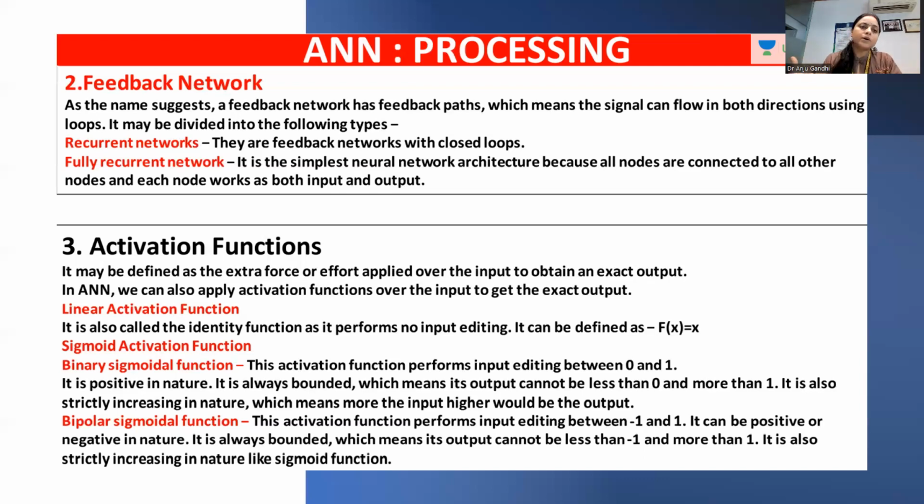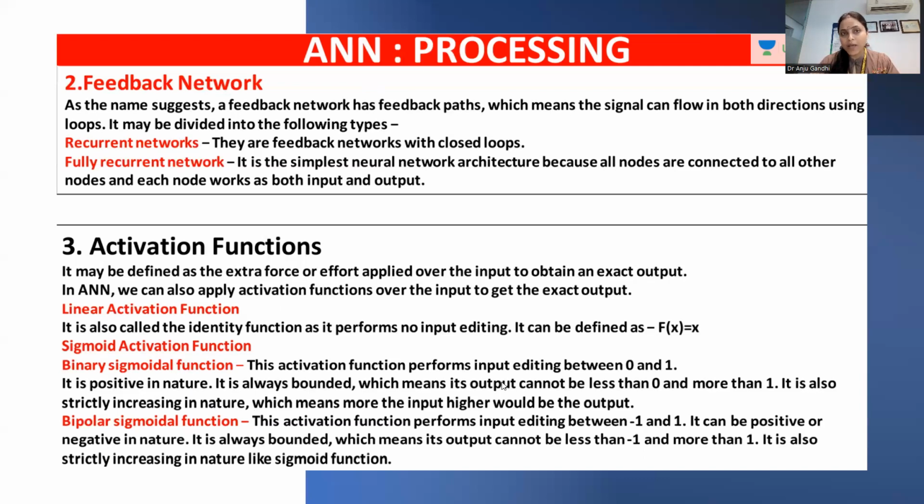And the other main processing unit of ANN that we all know, we have been discussing from unit one, is the activation function, which is actually the force or the effort through which we get the desired output from the input, right? And we have all these activation functions with us: linear activation function, sigmoid, binary, bipolar sigmoid function, right? So these are the activation functions we have with us.